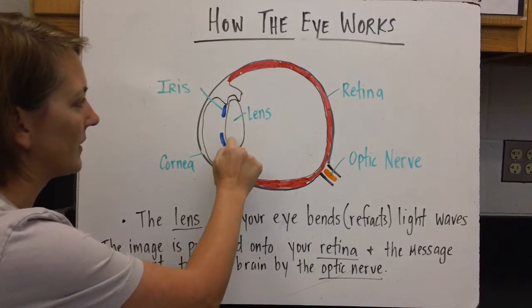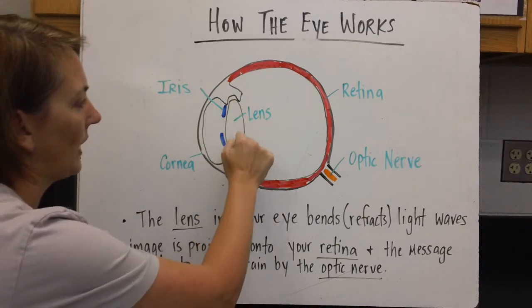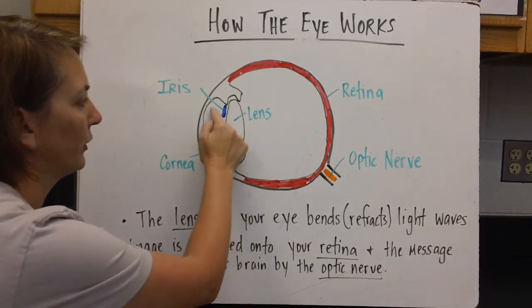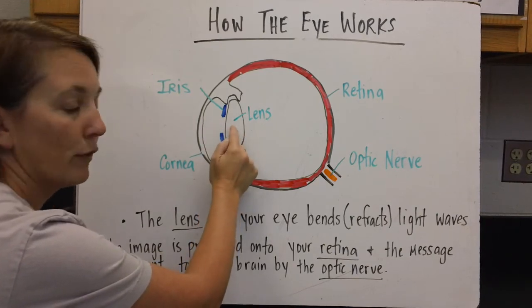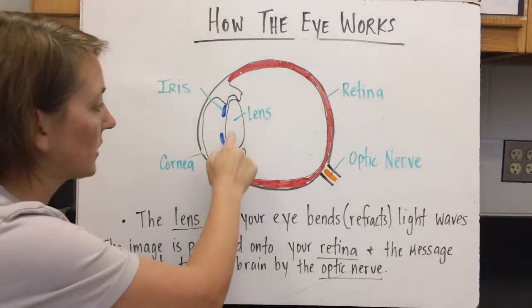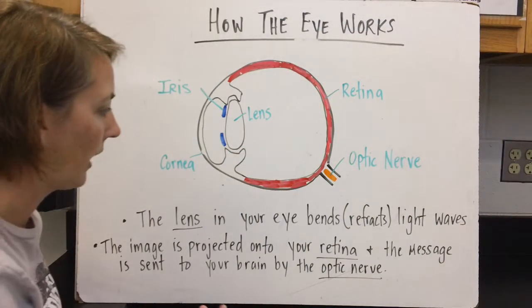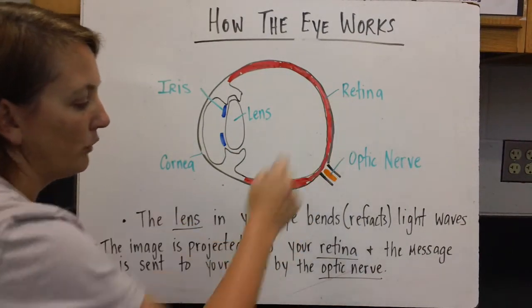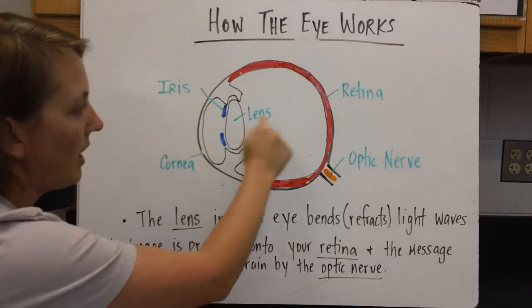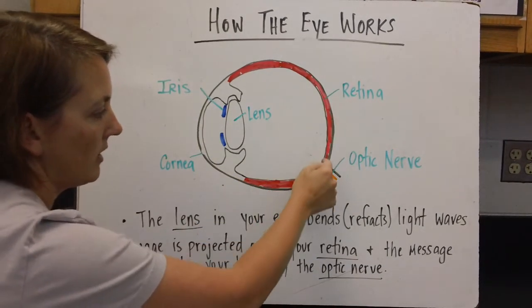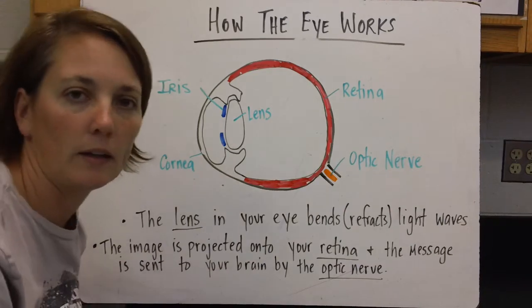Everyone has a lens in their eye, and it's back here behind your iris and this sac of fluid. This lens refracts light. So the light waves come in, and this piece right here actually bends the light that comes in, okay? The retina is like a movie screen, all right? The image is bent and then projected on this red piece you have right here called your retina.